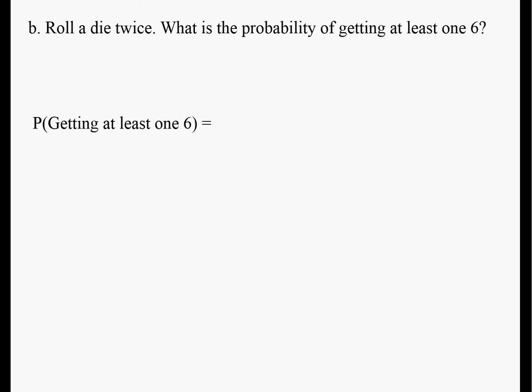Now the question asks, what is the probability of getting at least one 6? That is, within the combinations of two numbers, at least one of them is a 6. Now this statement does not exclude the scenario where both numbers are 6. So this statement, getting at least one 6, is a composite statement that contains actually two possibilities. That is, you have exactly one 6, and also you have two 6s.